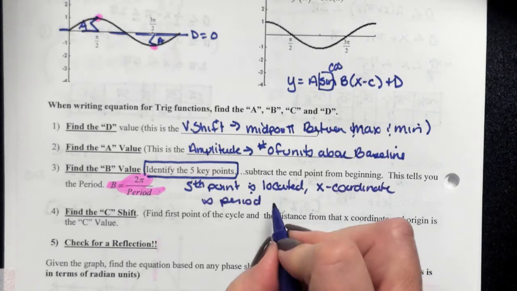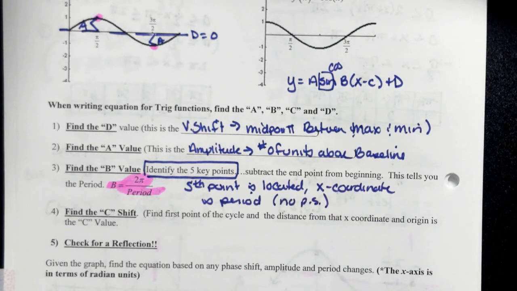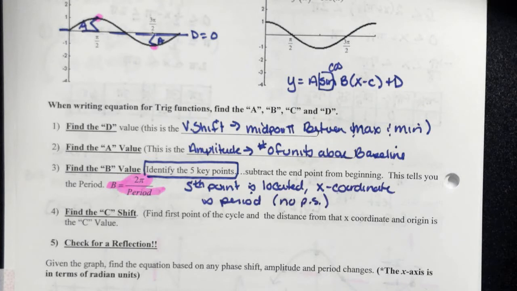That's as long as there's no phase shift, which we're always going to start writing these equations with anyway. So you're going to identify your 5 key points. If it's a sine, we'll go base, max, base, min, base. Wherever that 5th baseline point is, look on your x-axis, and whatever the x-coordinate of that point is tells you what your period is going to be. All right? Yes, Jen? It is the period, in parentheses, as long as there's no phase shift.